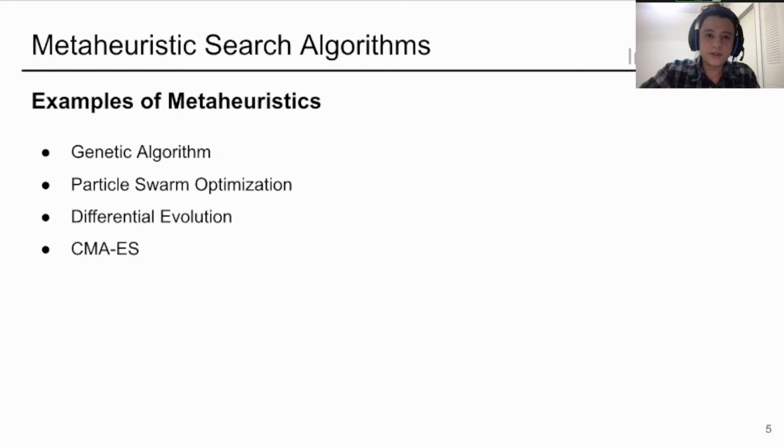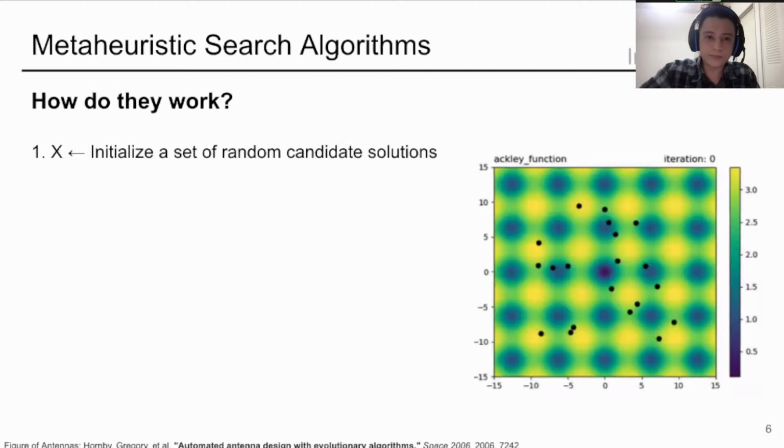About the algorithms, you probably know some of them already. For example, genetic algorithm, particle swarm optimization, and many others. So the question becomes how those algorithms work, how do they explore search spaces? Well, all of these algorithms have a certain similarity. There's a kind of template.